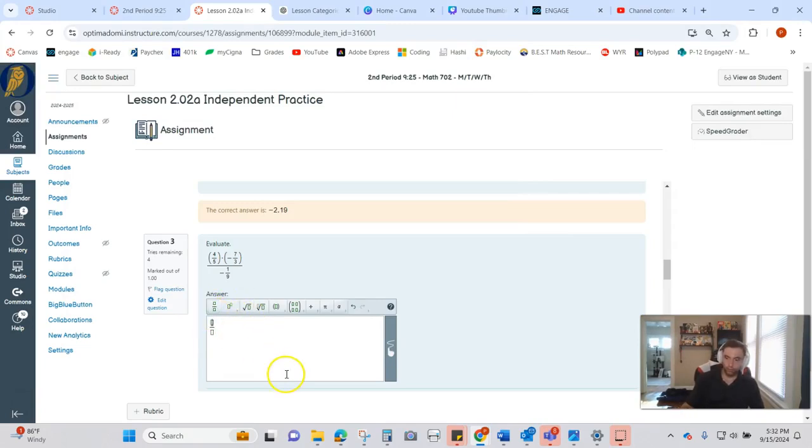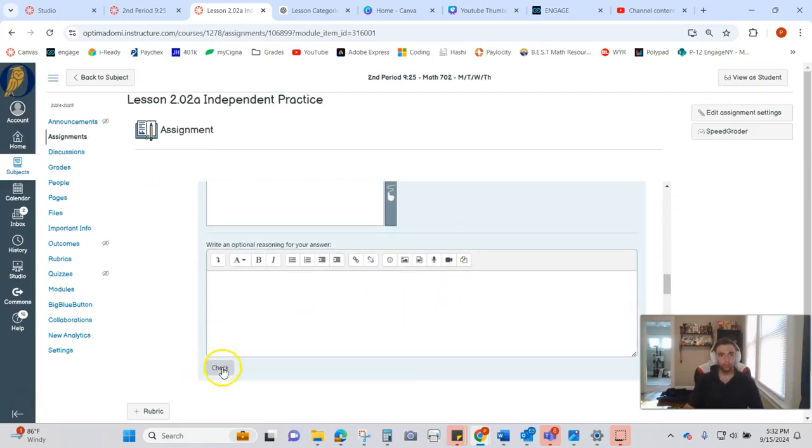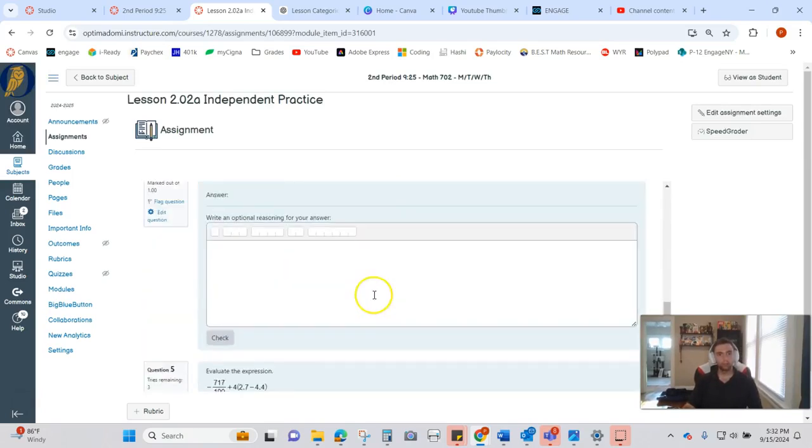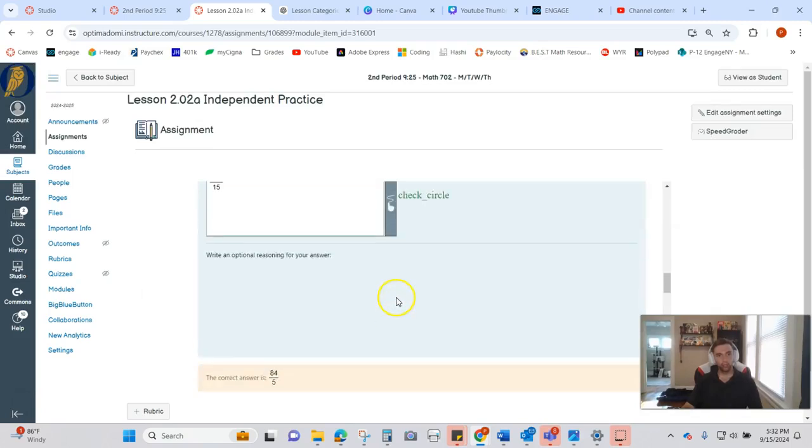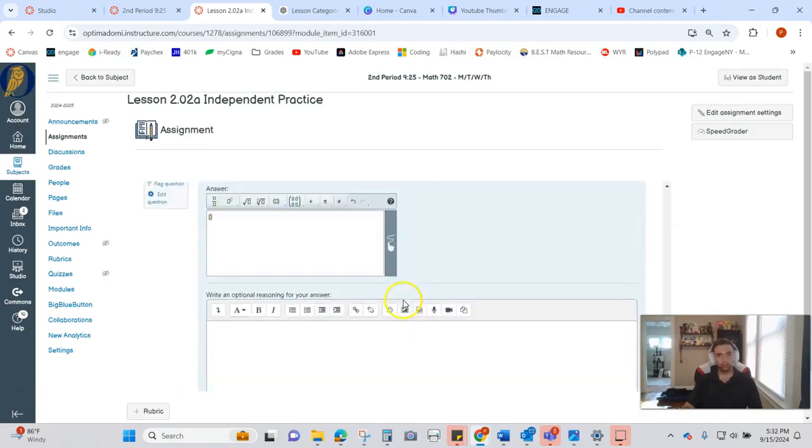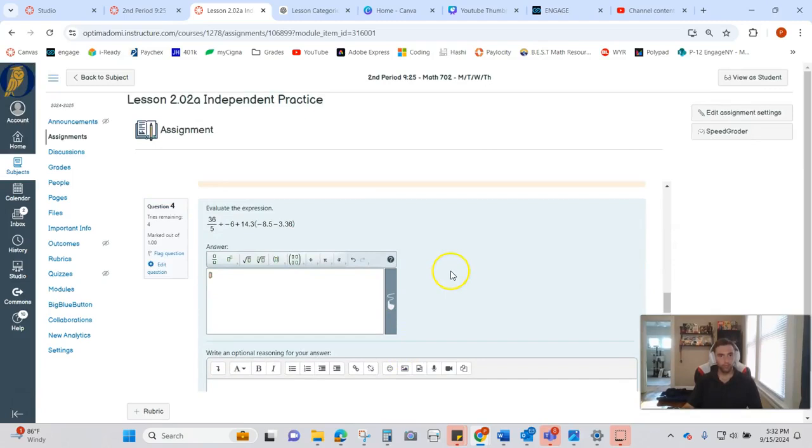Fraction button, 252/15. But you could have also typed it in 16.8, or typed in the decimal form. Correct. Question 4. Halfway done.